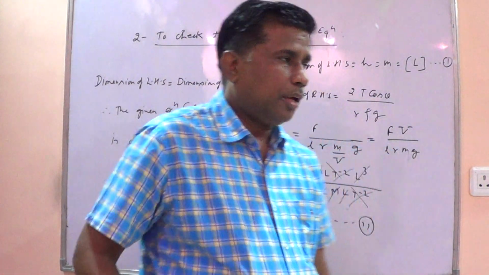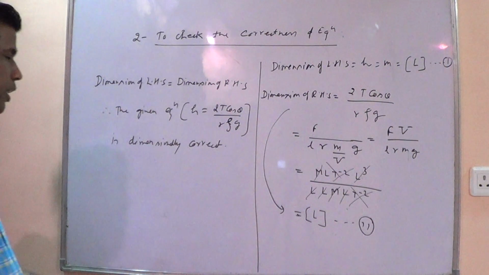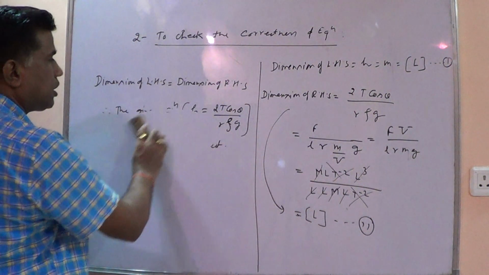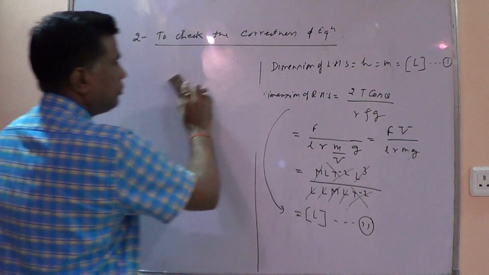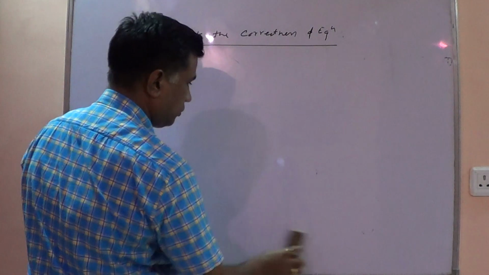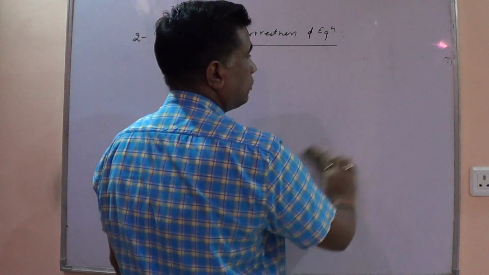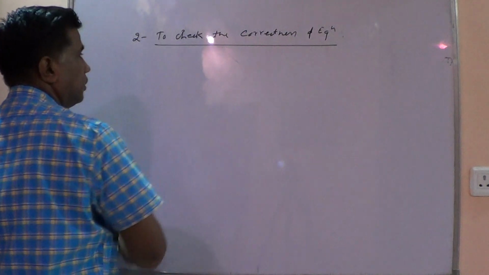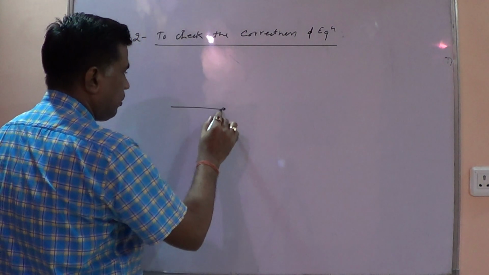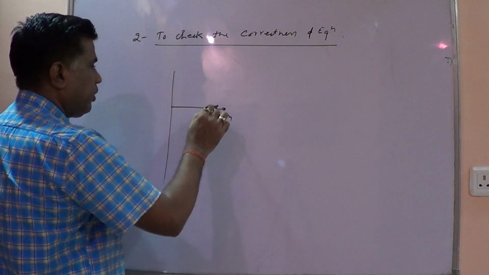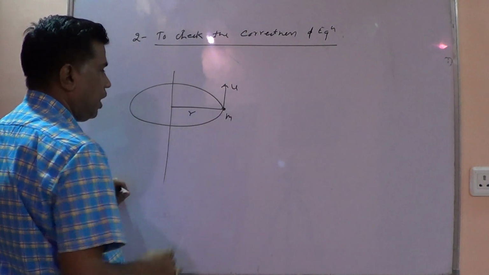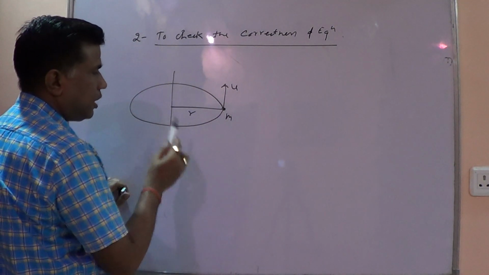Now I am going to discuss one more example. Student, you can write it. Suppose an object having mass m is moving in a circular path with velocity v on a circular path of radius r.